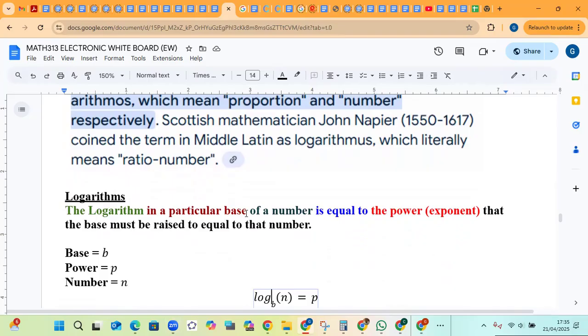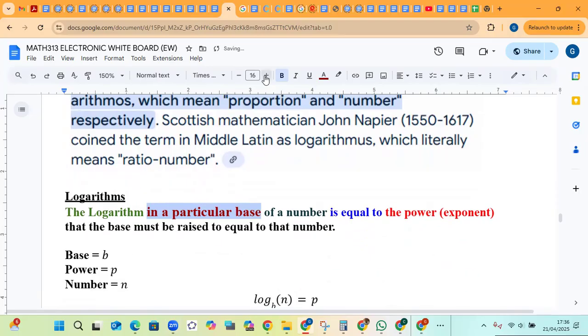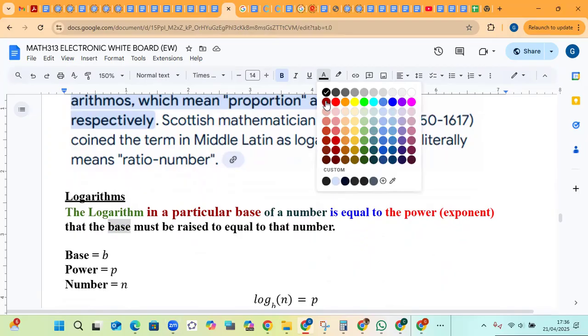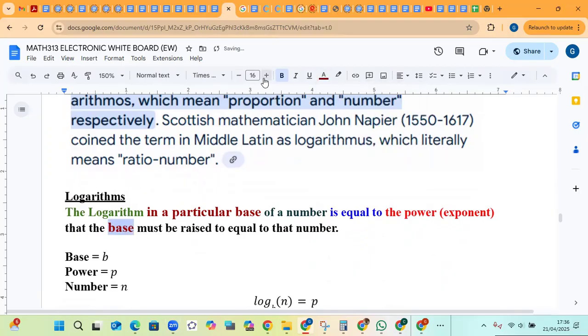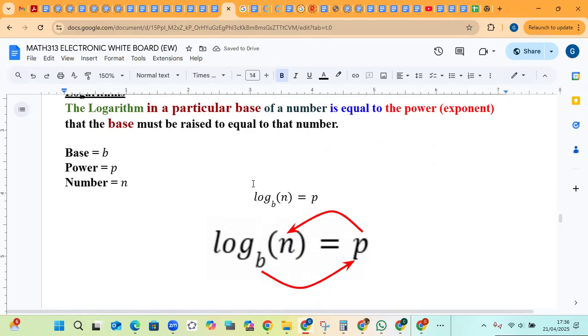So the definition is that the logarithm in a particular base, so there must be a base, of a number is equal to the power that the base has to be raised to equal that number. There are different bases. Here, the base is represented by the letter B. You can have a base of 5, a base of 3, a base of whatever number.